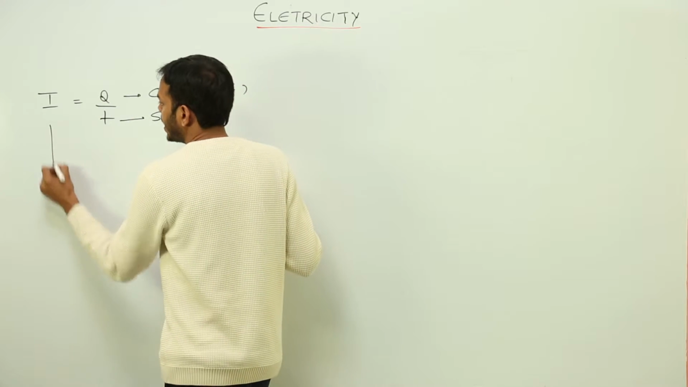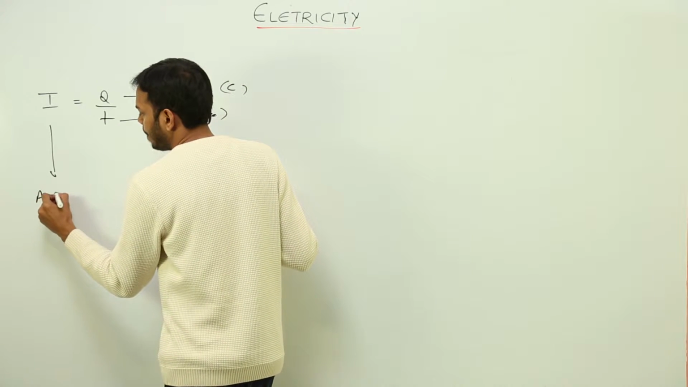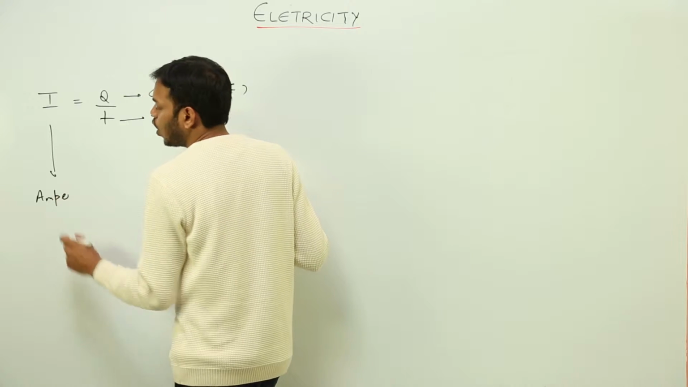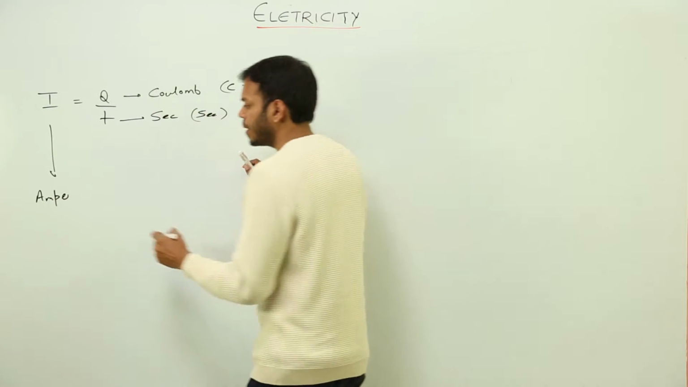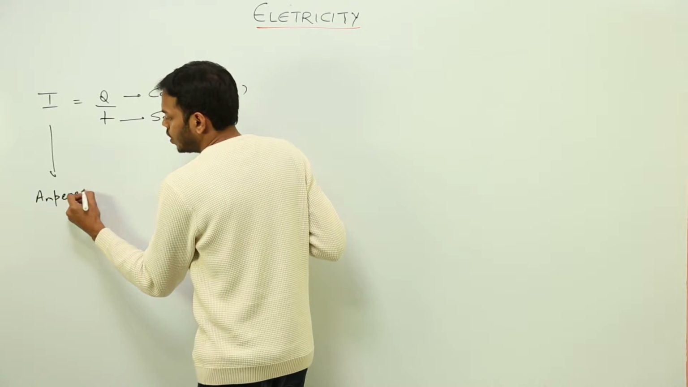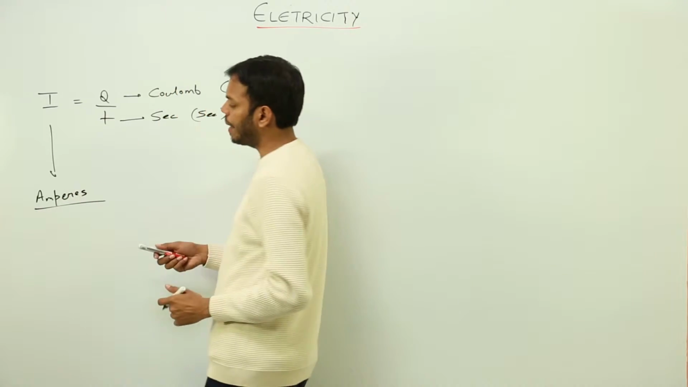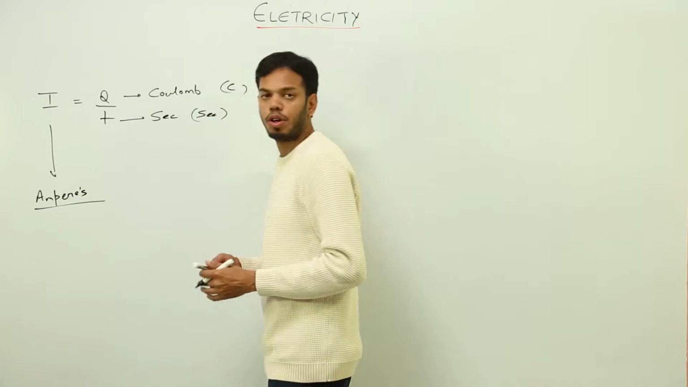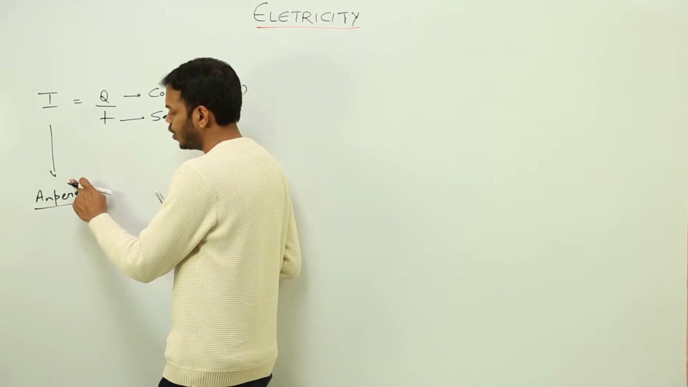And the SI unit of current is given by ampere. Ampere is again coined after a scientist called Ampere. So amperes, this is amperes, right? Apostrophe S. So ampere is the SI unit of current.